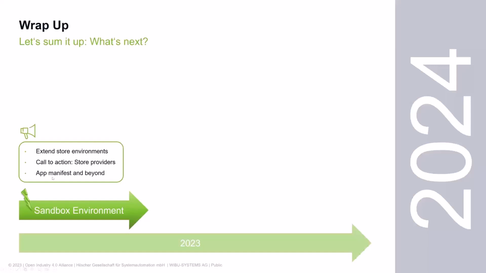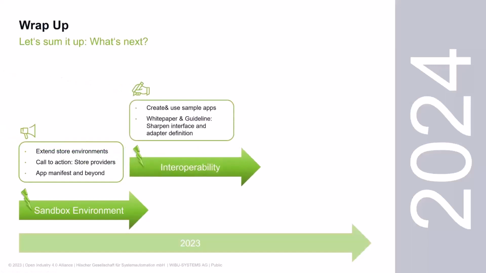And some things are already settled, or at least in the early adoption phase, like the app manifest, from the technical point of view. The important message is we are going to extend and build up the sandbox environment, not only by the store environment itself, but also by creating and using sample applications we already have, based on the reference implementation on a different layer in the Open Industry Alliance. This leads us to a more detailed understanding and reflection with our existing members and the world outside, giving us the possibility to sharpen the interface definition, which is required to get interoperability working between different ecosystems.